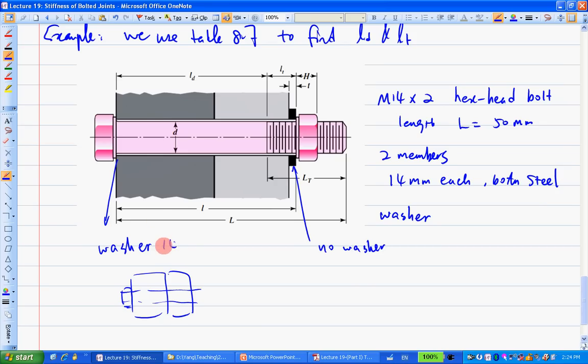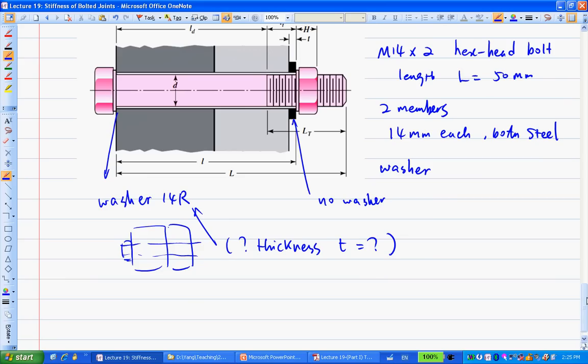The washer we're going to use is a 14R. R represents regular, and 14 because the bolt is 14, so the washer has the same designation as 14. One important thing is the thickness of the washer. It didn't tell you the thickness of the washer, so we have to figure it out from the table. Just a question mark here. Remember thickness, which is the small t here. We need to know that. That's all the information we need to know.